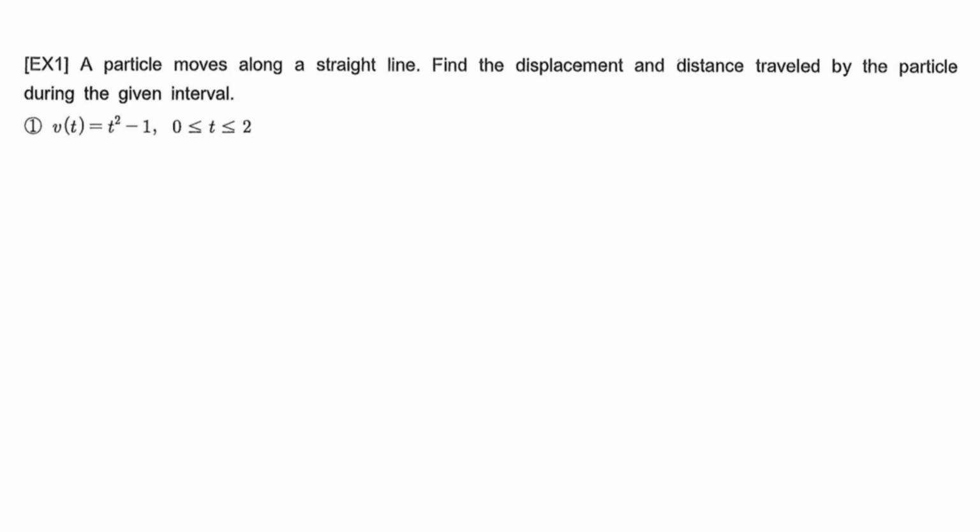Let's take a look at some of the physics application problems from chapter number 7. For problem number 1, I have a particle that moves along a straight line, and I need to find the displacement and the distance traveled by the particle during the given interval. My given interval is from 0 to 2 seconds.